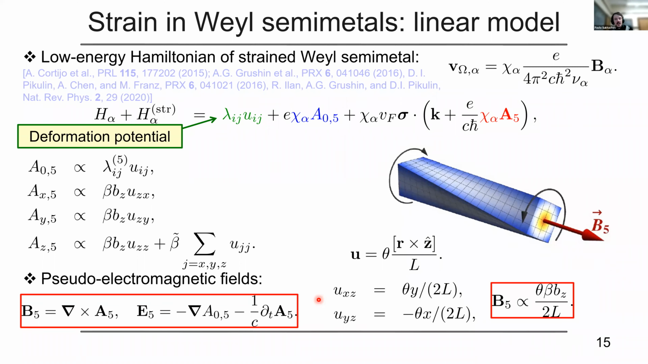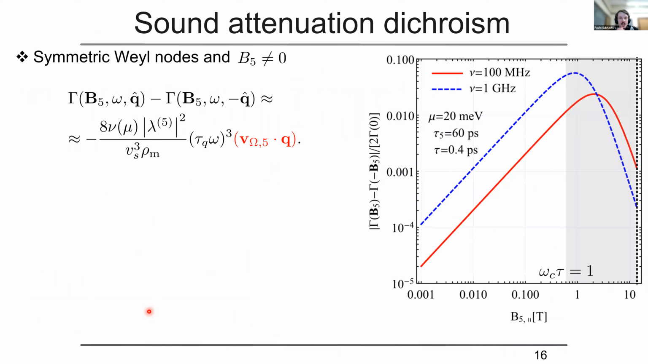So the bottom line here is that we can apply some static strain to a Weyl semimetal on top of the dynamic strain induced by sound. And this static strain can be interpreted in terms of effective fields, a pseudomagnetic field B5 or a pseudoelectric field E5. And this is important for sound attenuation. If we apply, for example, torsion to a wire of a Weyl semimetal, and then run a sound wave across the wire, we will see a sound attenuation dichroism, which means that the sound attenuation coefficient is different if we run a sound wave along or opposite to the pseudomagnetic field.